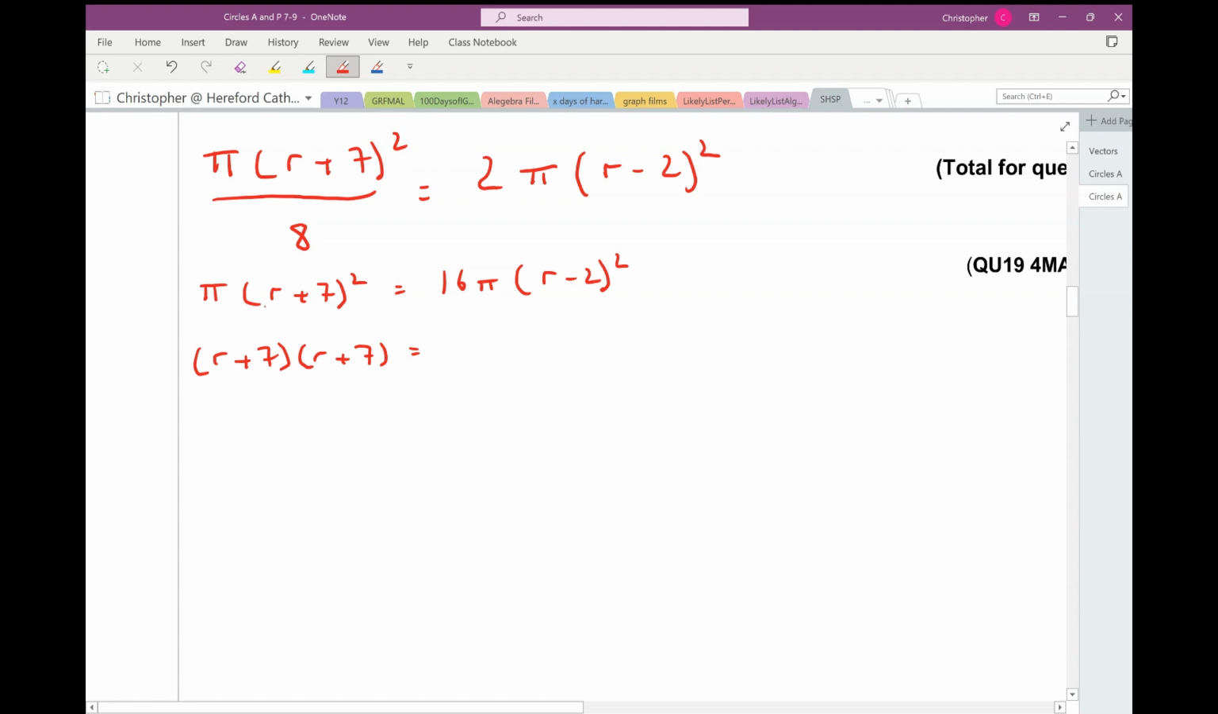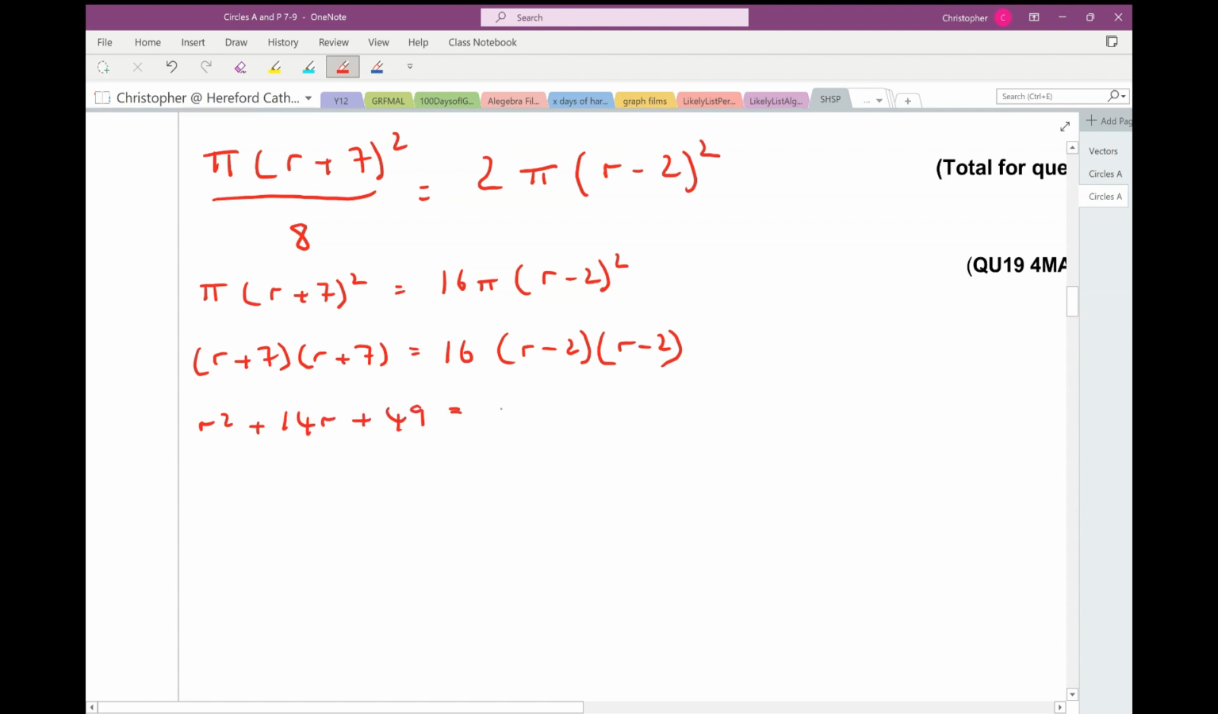So if the pi's gone from the left, the pi will go from the right, and also I'm going to write r minus 2 squared as r minus 2 times r minus 2. Stop me getting that wrong. Right, I'm going to multiply out these brackets on the left: r squared, 7r, and another 7r, plus 49, 7 sevens, at the end.